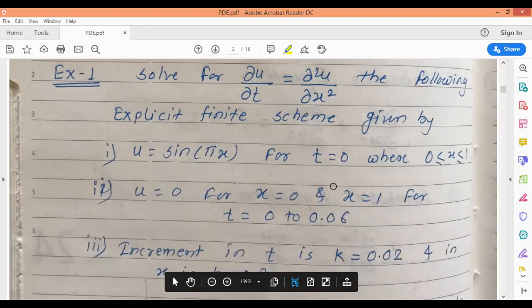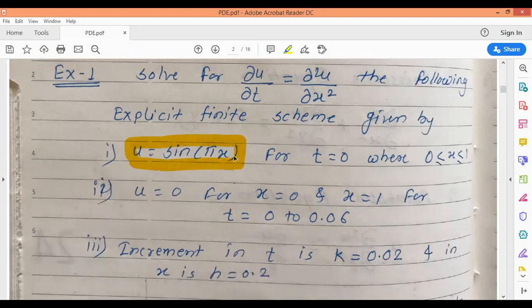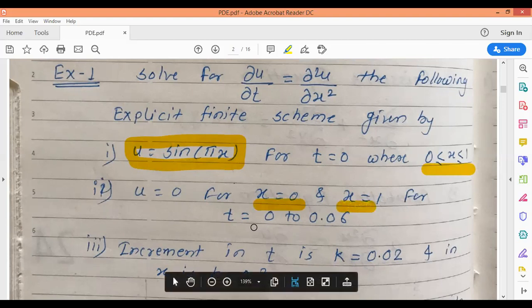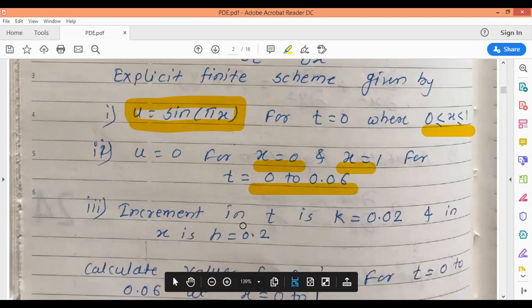So these are the cases. u is equal to sine of pi x, this is the function, for t equal to 0, where the range of x is given as 0 to 1. u is equal to 0 for x equal to 0 and x equal to 1, for t ranging from 0 to 0.06. The increment in t is given as the k value.